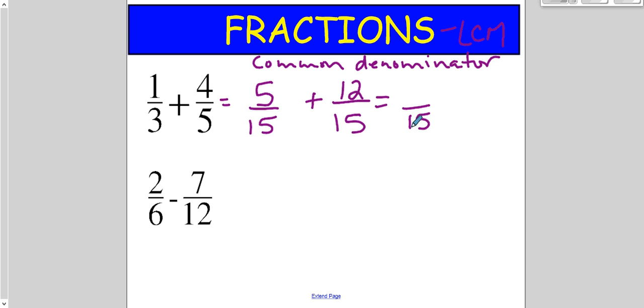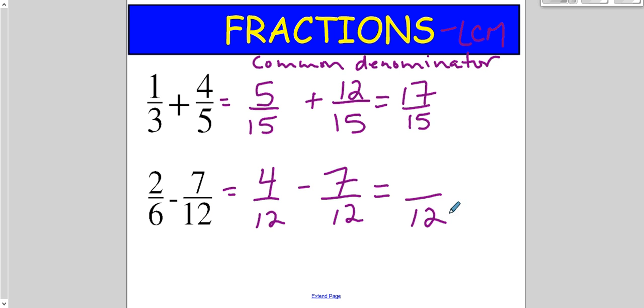And then once you have your common denominators, your denominator stays the same, and you can just add your numerators. So 5 plus 12, which is 17. Okay, same thing if you're subtracting. Okay, no different than the adding. We're still going to find our common denominator. We have a 6 and we have a 12. I can see that if I just multiply the 6 by 2, it will also become a 12. So 12 must be my common denominator. So 6 times 2 is 12. So 2 times 2 is 4. And this stays as a 7 over 12.